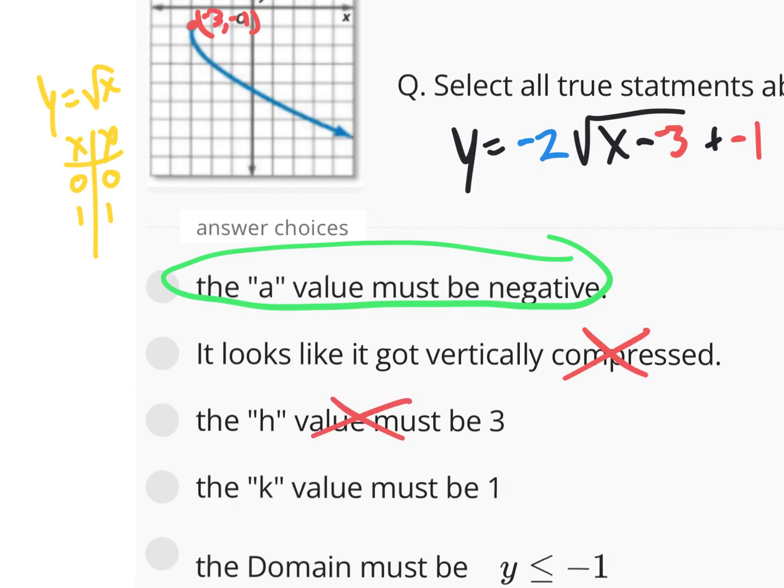The k value must be 1. No, we know that the k value is -1, so that's incorrect also. The domain must be y is less than or equal to -1. Well, if you're talking about the range, yes, y would be less than or equal to -1 because the y value is -1 and it's below -1, but we're talking about domain, not the range, so that messes it up. If that would have said range, then yes, it would have been true, but it's not. So the only one that's true is that the a value must be negative.